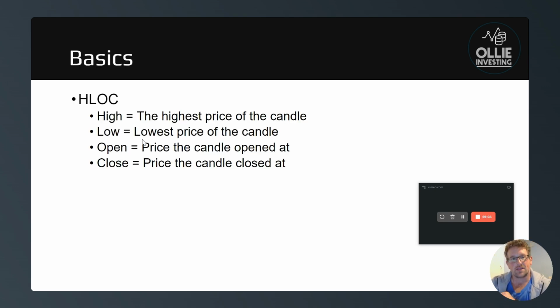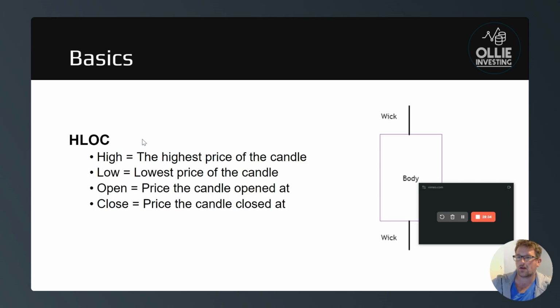So, the basics. The candle is made up of 4 components. The high is the highest point that the price reached within that candle period. You've got the low, which is the lowest price that was reached within that candle period, and then you've got the open, which is the price that the candle opened at, and the close, which is the price that the candle closed at. All very self-explanatory.